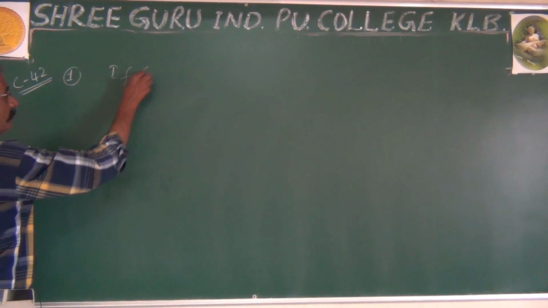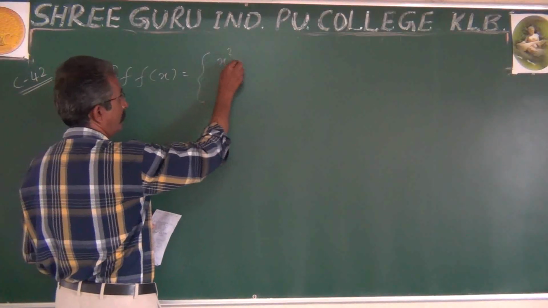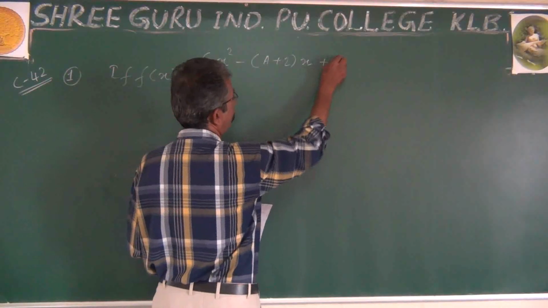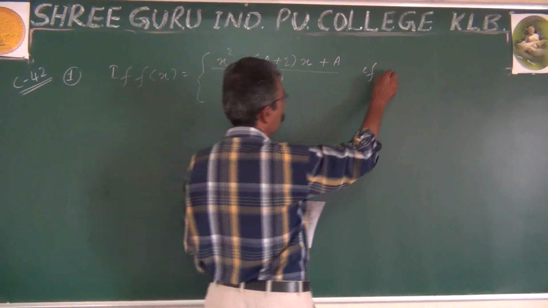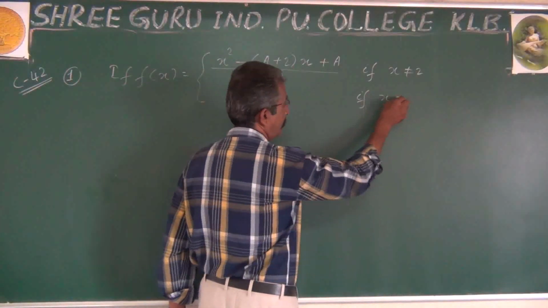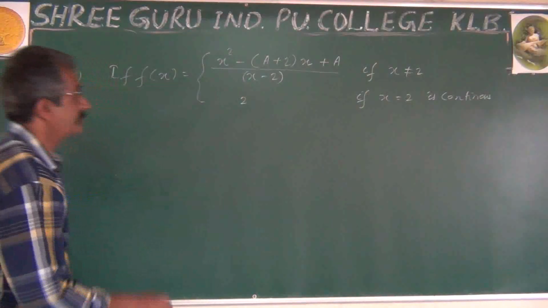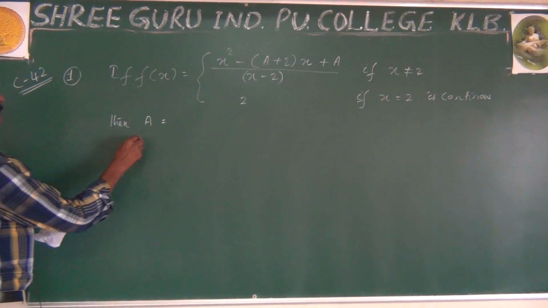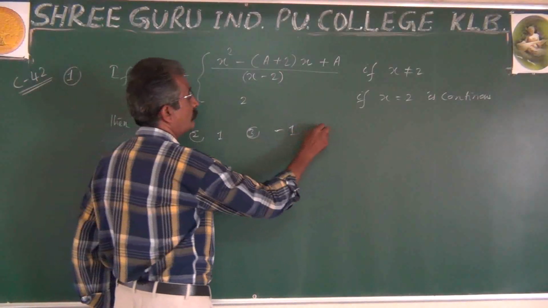If the function f of x equals (x square minus (a plus 2) into x plus a) divided by (x minus 2) if x not equal to 2, and f of x equals 2 if x equal to 2, is continuous at x equal to 2, then a equals, meaning the value of a: first option 0, second option 1, third option minus 1, fourth option plus 2.